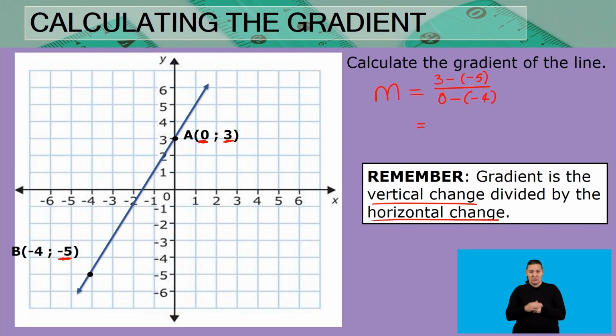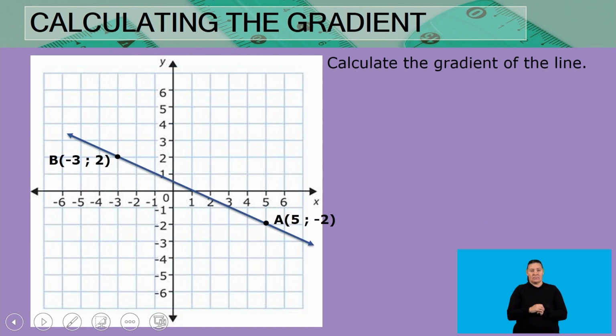Now, what is 3 minus a -5? That is going to give us a +8. And what is 0 minus a -4? That is going to give us a +4. Now, what is 8 divided by 4, or what is 8/4? That is simply a 2. So it means that our gradient here is 2.